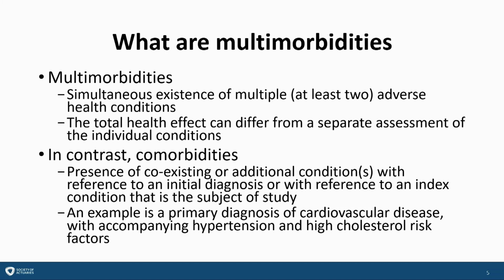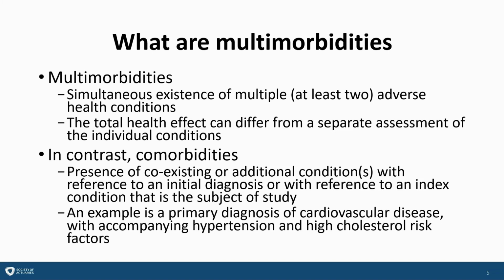What are these things? I'll basically read some of these. First of all, the multimorbidities is the simultaneous existence of multiple adverse health conditions, usually long-term chronic conditions. As multiple means more than one, but in many cases it's more than 4 or 5 adverse health conditions. The total health effects can differ from the separate, isolated analysis of the individual conditions.